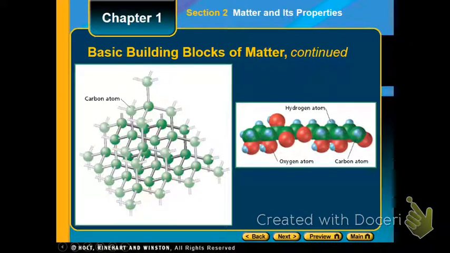Here's an example of an element on the left. You've got your carbon, and it's multiple atoms. They're showing that as the green structure there, multiple atoms that are bonded together. And on the right, you've got a picture of a compound with hydrogen, oxygen, and carbon, multiple atoms again put together to show you what a compound looks like.